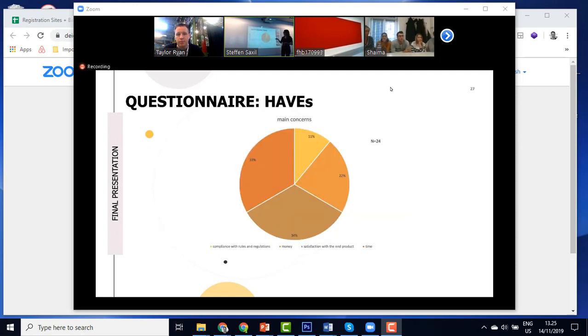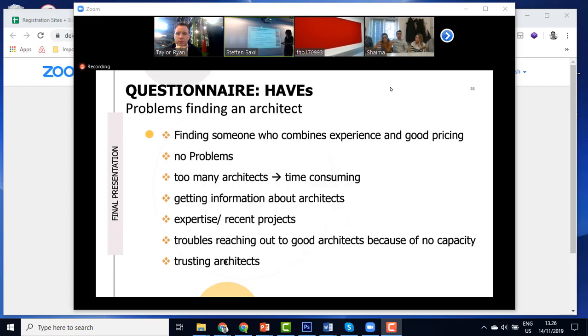Tessa already showed that, and that is also kind of the same, because most of the people are concerned about the satisfaction with the end product, you can see here, and the money. So it would maybe be important to have a clear track that you're on the same page with your project, so that nobody gets disappointed in the end.